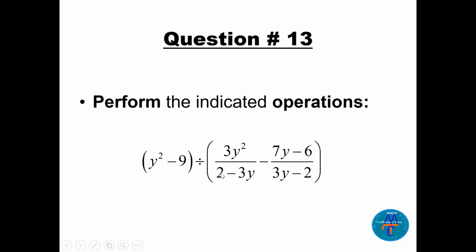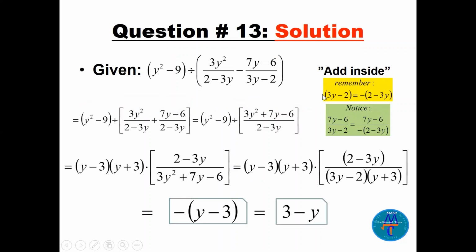Listen here carefully. You have 2 minus 3y, 3y minus 2. We have seen this in part one, one or two times. So we have to change one to be like the other. Then we can subtract. 3y minus 2, if you take a minus out, it will be minus 2 minus 3y. This one is equal to this one. So if you go to the question, 7y minus 6 over 3y minus 2 becomes 7y minus 6, the same numerator, over minus 2 minus 3y. So you have to put a minus.